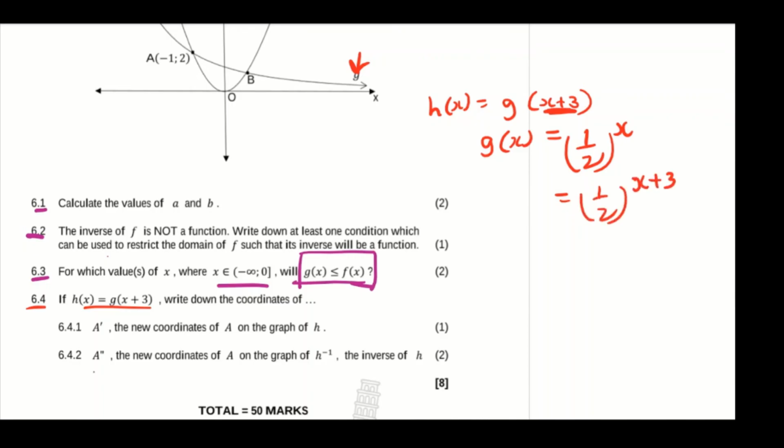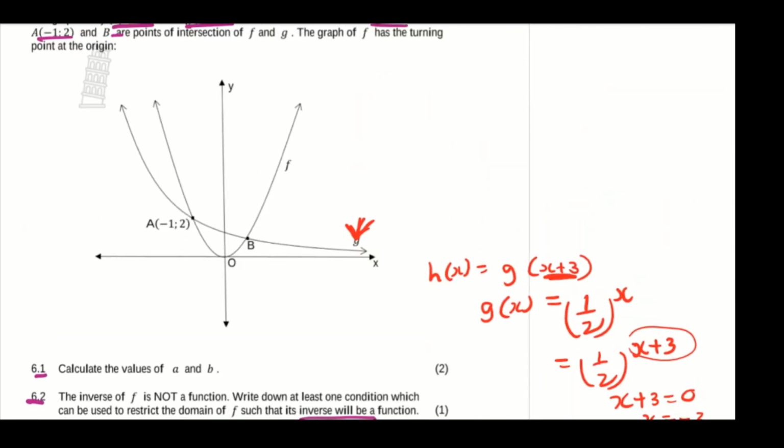So there's a shift. It's x plus 3 equals to 0, x equals to minus 3. So it's a shift to the left hand side, right? So what does that mean? It means any value found on this graph of g of x is going to shift 3 units to the left. For example, this a value here is going to shift 3 units to the left, meaning this 2 will remain the same because this is a horizontal shift, right? So it's going to be somewhere here.